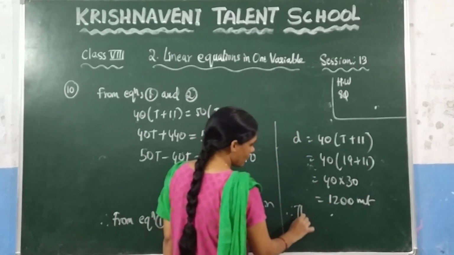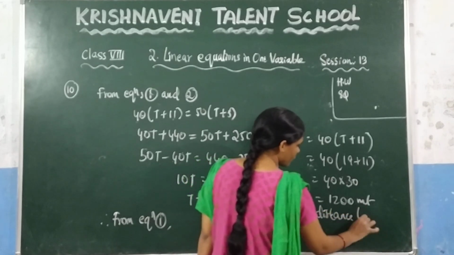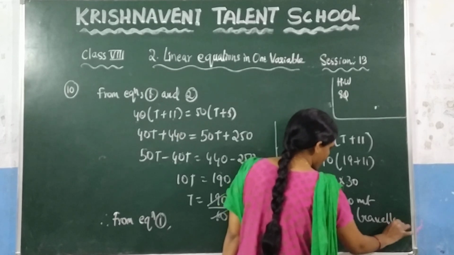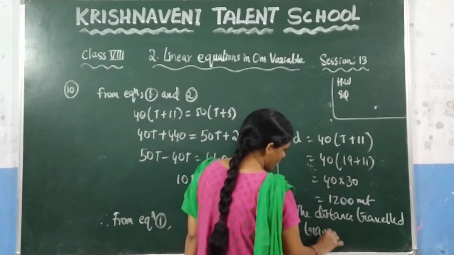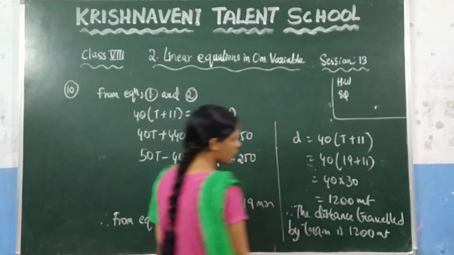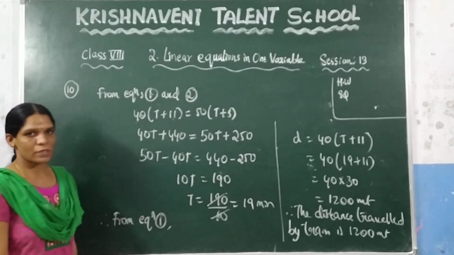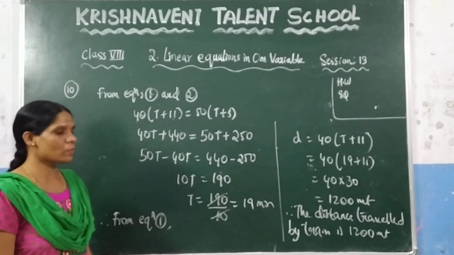Therefore, the distance travelled by the train is 1200 meters. So this is the problem here. Now this session is completed. In the next session we are going to solve the remaining problems of this exercise.